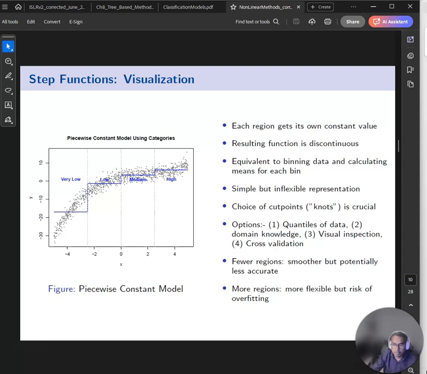Notice how this approach creates a staircase-like pattern. While this may be crude compared to smooth curves, step functions can actually be advantageous in many fields where discrete categories are more interpretable, or where effects truly do change abruptly at certain thresholds.